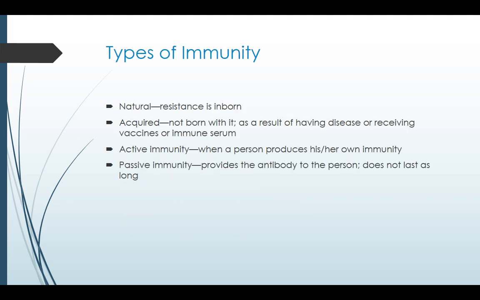Types of immunity. There's natural resistance, inborn, and acquired, not born with it, as a result of having disease and receiving vaccinations or immune serum. Active immunity, when a person produces his or her own immunity. Passive immunity provides the antibodies to the person, does not last as long. Okay?